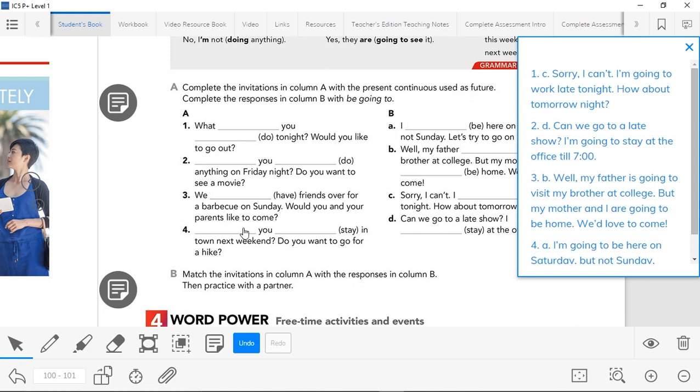Number 1, C, okay? Would you like to go out? Sorry, I can't. I'm going to work late tonight. How about tomorrow night? Very good. 2, it's D. So I don't need to read it again. You already know. 3, it's B. And 4, it's A. Very good.